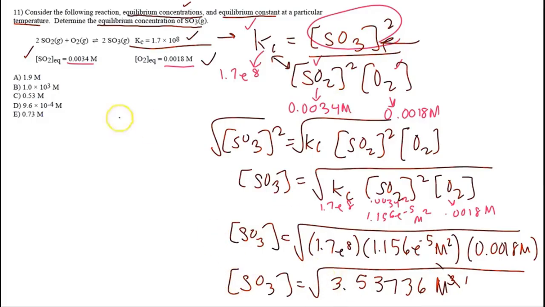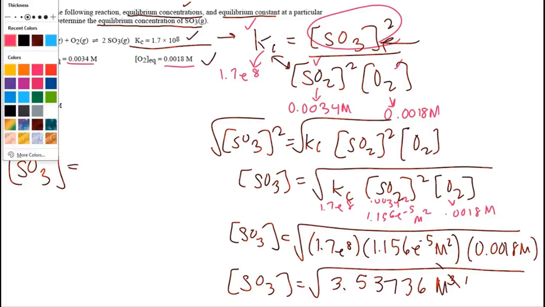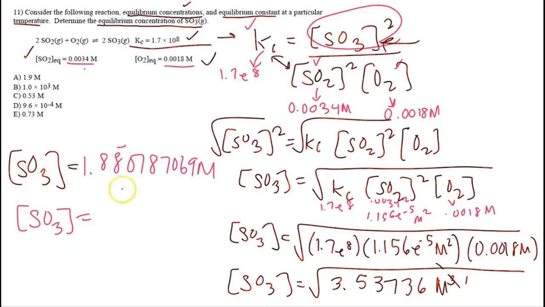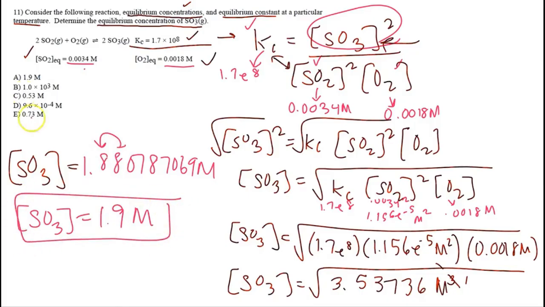So now all I have to do is take the square root of this. Okay. Once I take the square root of 3.53736, I'm going to get 1.8807870069 molar. Again, we have to focus on significant figures, so let's go ahead and look at that. 2 here, 2 here, and 2 here. That means my SO3 concentration is going to be 2 significant figures as well. So I have to go ahead and round this one up to 1.9 molar. Boom. Just look for that on the answer choices. Letter A. And that's how I approach number 11.